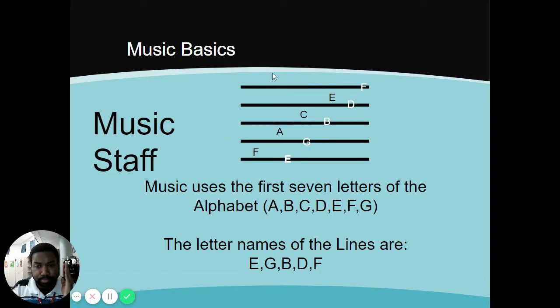But remember, the musical alphabet uses the first 7 letters of the regular alphabet. So, A, B, C, D, E, F, G, back to A.